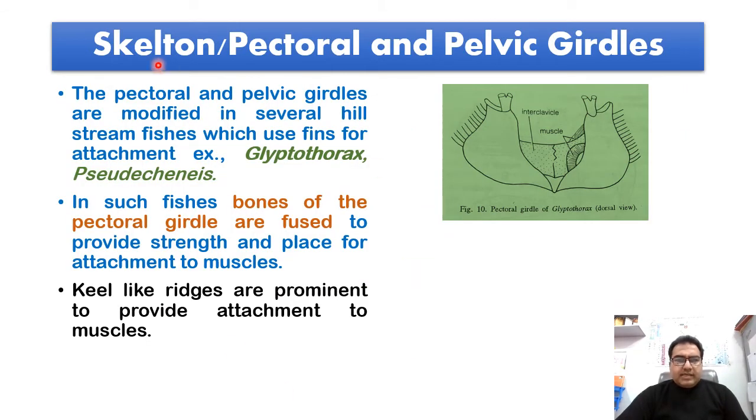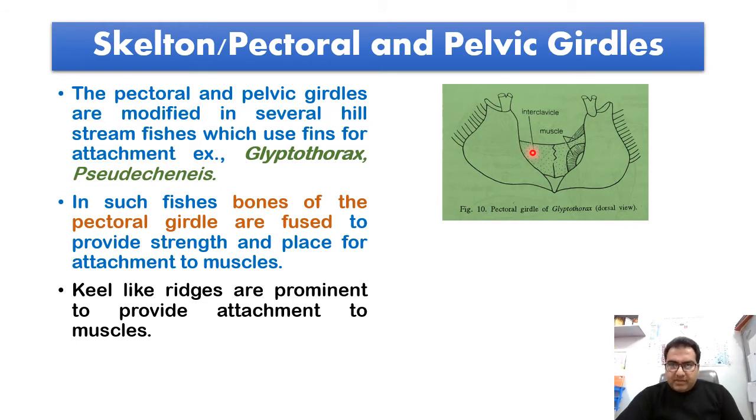Now, when we talk about the skeleton, mostly the pectoral and the pelvic girdle, we have to talk a little bit about the girdles as well, because the girdles provide support to the pectoral and pelvic fins. In hill stream fishes, mostly in Glyptothorax and Pseudecheneis, the pelvic girdles are modified. The bones of the pelvic girdle are fused to provide strength and also a place for attachment to the muscles.